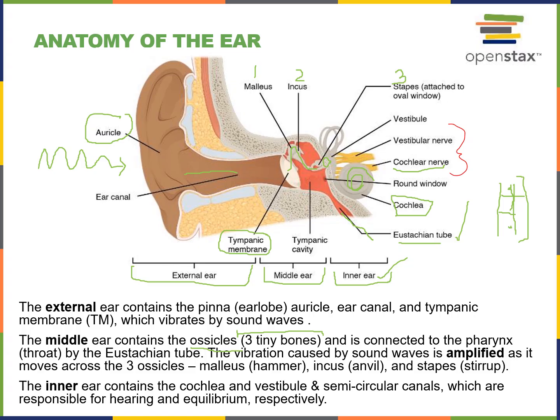So the movement leads to an action potential, and then that information is transmitted to the cochlear nerve. And the cochlear nerve will send that information to the lobe of the brain that's responsible for hearing, which is the temporal lobe.